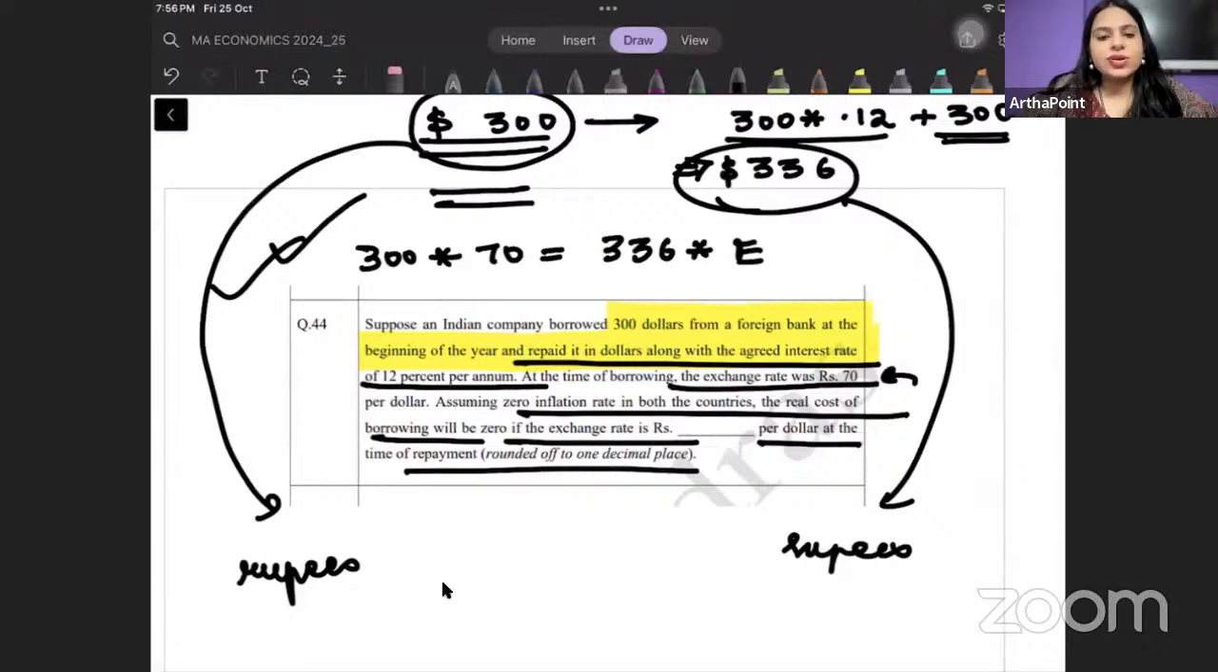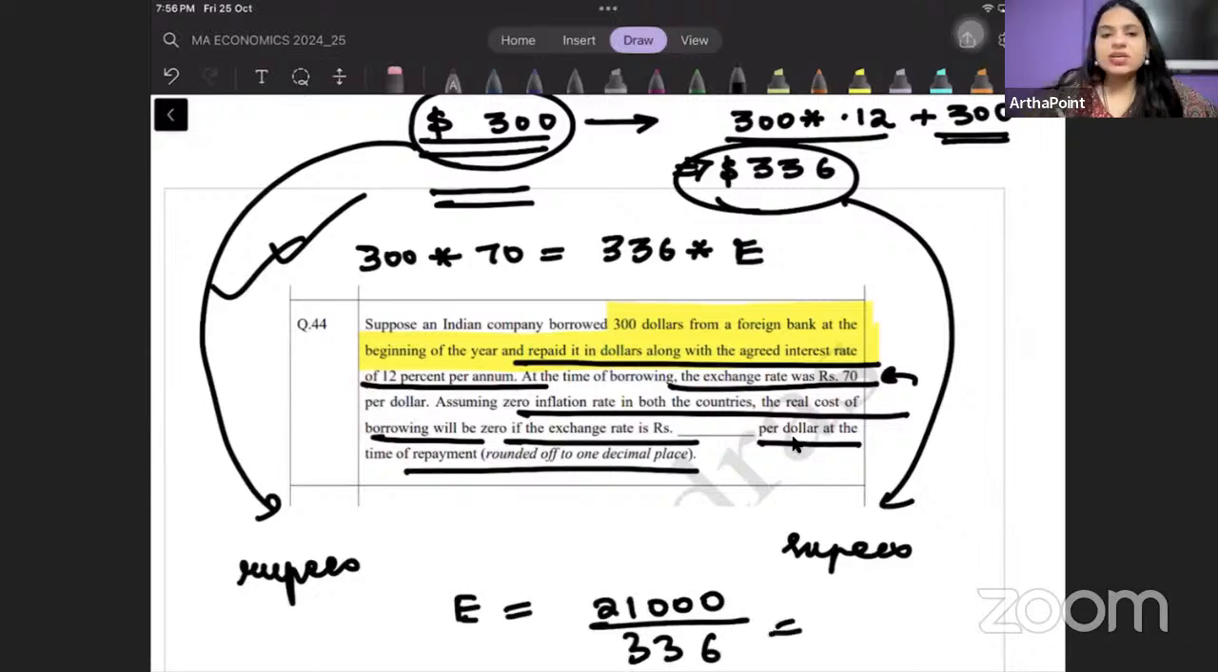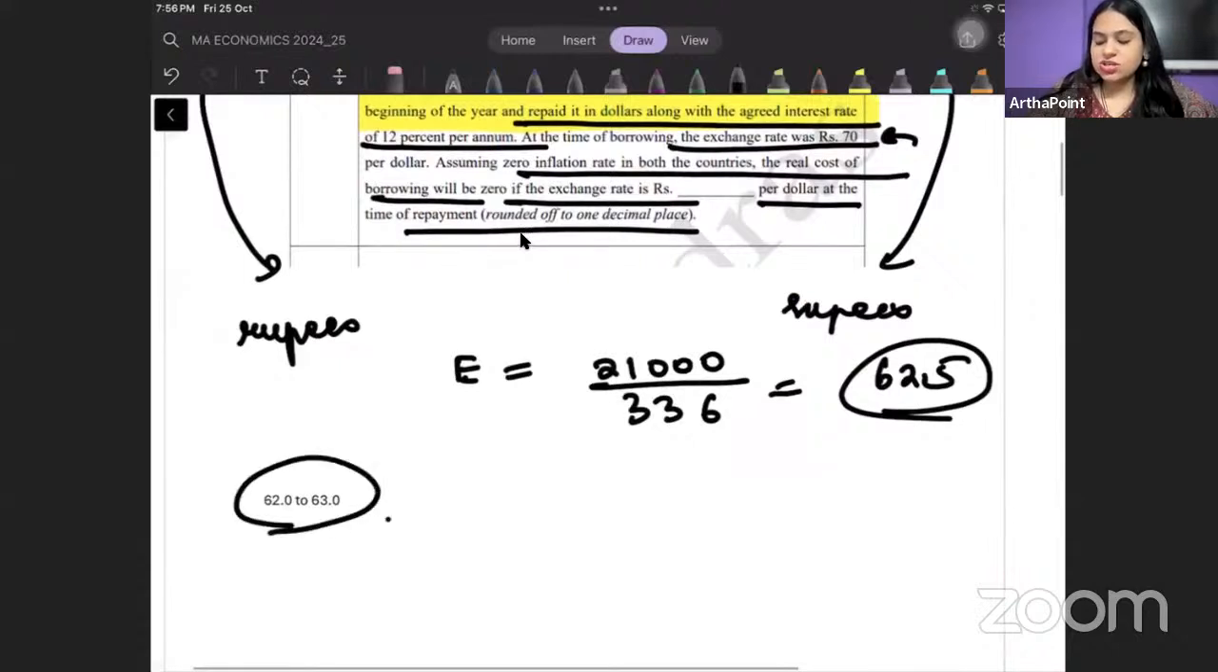Tell me what answer you are getting. So the exchange rate will be 21000 divided by 336. Okay, good. 62.5. हो गया बस. That's the answer. 62 to 63 is correct. That's the answer to this question. 62.5. Absolutely, all of you are right.